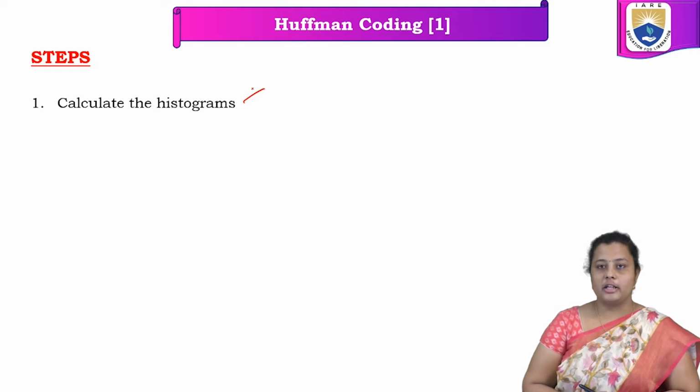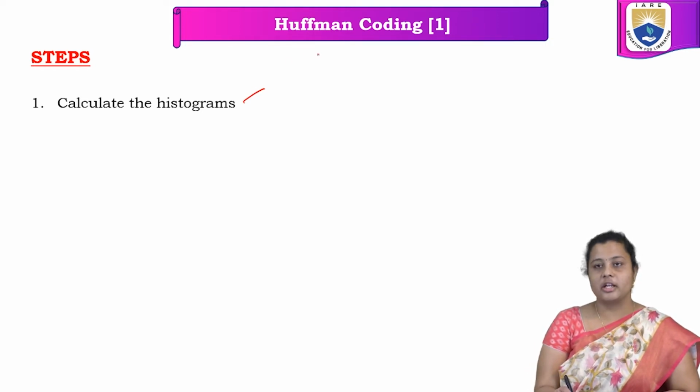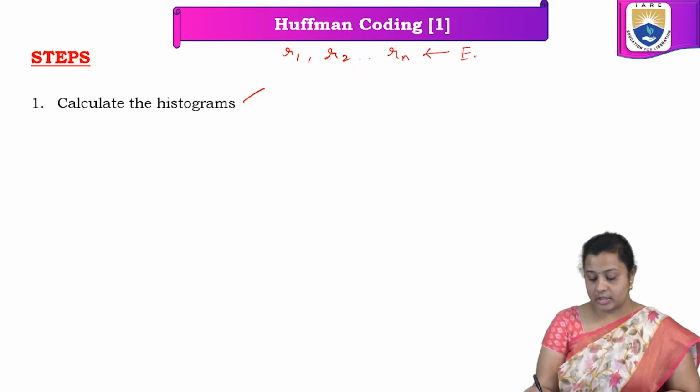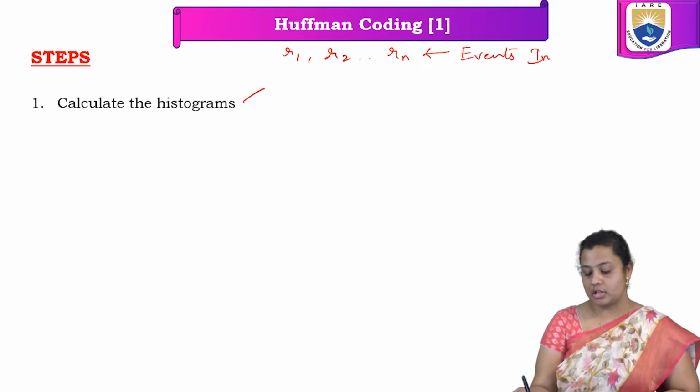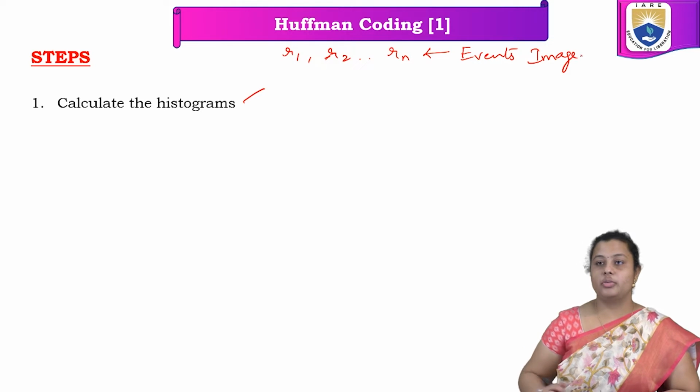So while calculating the histogram, we will calculate the number of intensity values that exist, say R1, R2, and so on till Rn. These are the possible number of events that exist in our image, right?